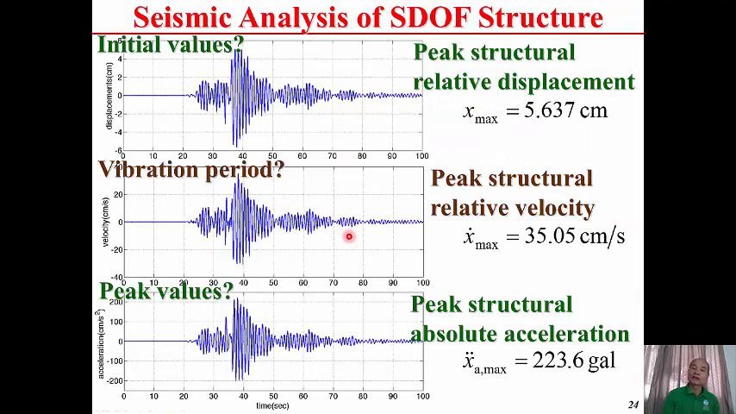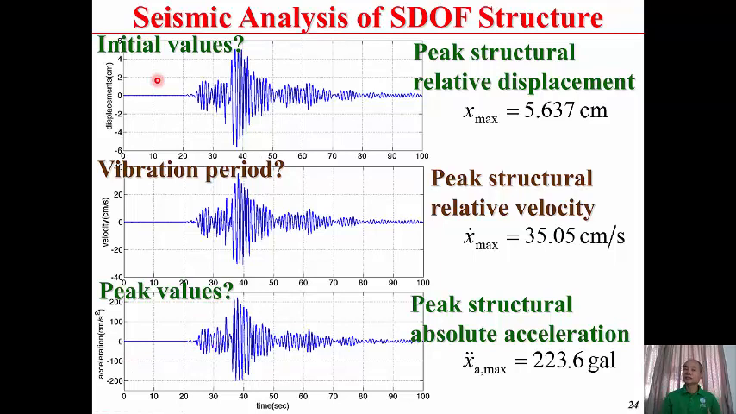If we repeat the process step by step, we can have the relative displacement of the structure. This is the displacement of the structure relative to the ground. The relative velocity of the structure relative to the ground is plotted here, and the absolute acceleration of the structure is plotted here.